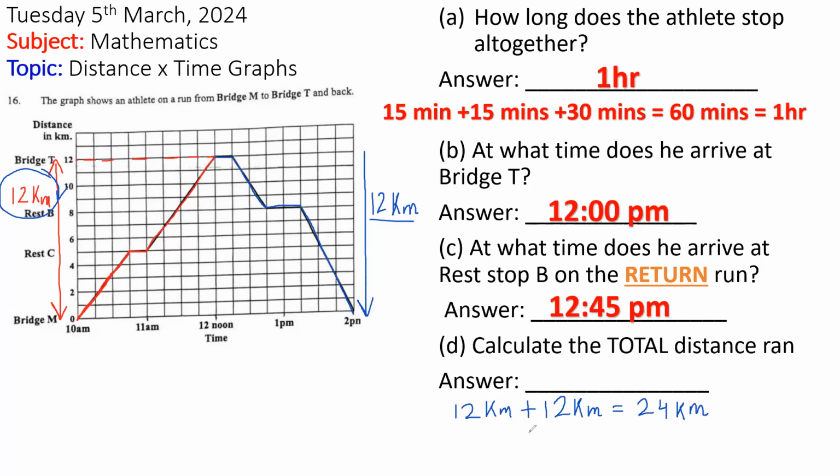Let me know if y'all understand that. I understand. I do. 24 kilometers. Okay, good. Do you understand how we got 24? Yes, sir. Good. Explain how we got 24 kilometers. We got 24 kilometers because he ran 12 kilometers up and then he ran 12 kilometers down. So we add the 12 kilometers and we got 24 kilometers.